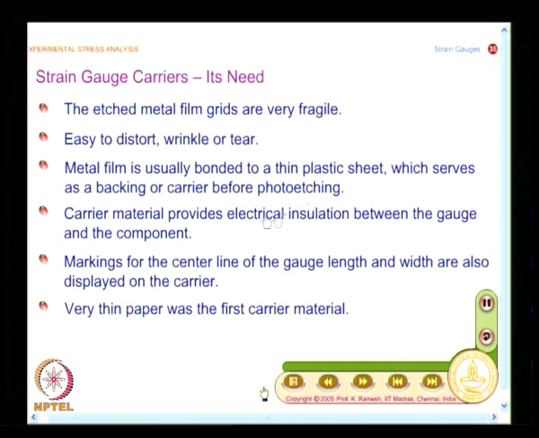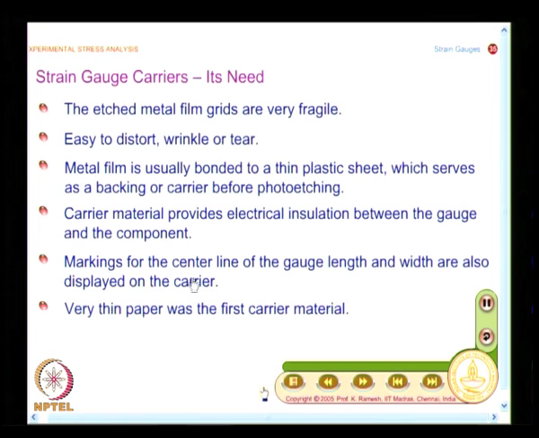And what is the role of the carrier material? It provides electrical insulation between the gauge and the component. And we have already noted, you have markings for the center line of the gauge length and width also displayed on the carrier. When you are doing any strain gauge instrumentation, alignment of the strain gauge at the point of interest is very crucial, because even a small misalignment, you will be measuring a different component of strain. So, alignment is very important. So, you need to have alignment markings, and these alignment markings are very clearly put on the carrier material.